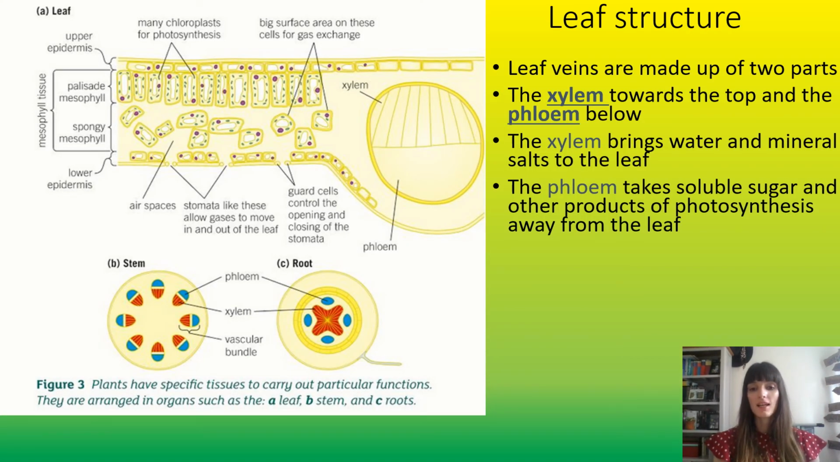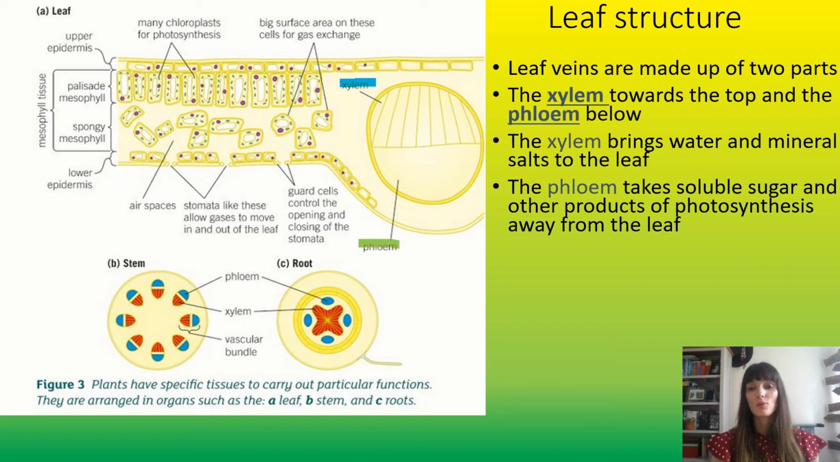There are 2 more sections of the leaf that it's really important to know about. We're going to talk about them in a lot more detail in the next video on plant transport, but it's important just that you know that they're there for now. The first one is the xylem, and the second one is the phloem.